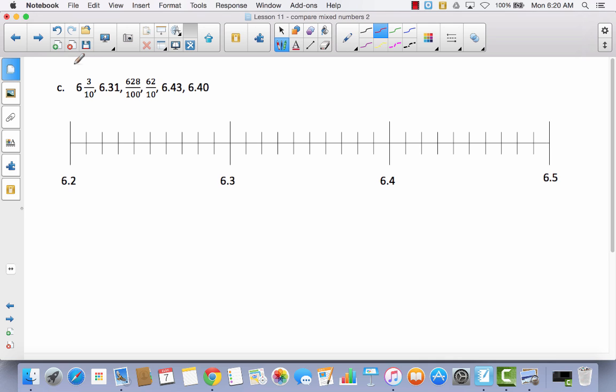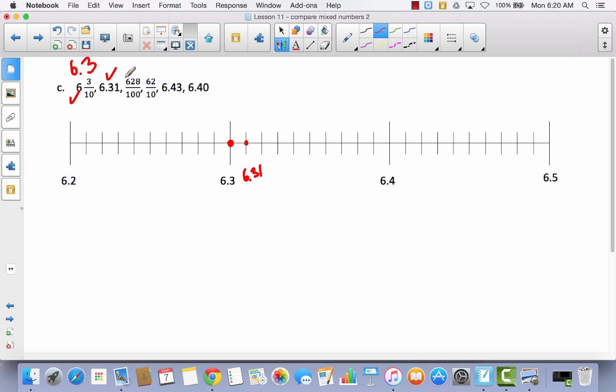Okay, hopefully you paused the video and tried to do some of these on your own. For 6 3/10, written as a decimal, that would look like this: 6.3. Well, this is already marked, so we're just going to go ahead and put a point there. We don't have to label it, it's already labeled. And then for 6 and 31 hundredths, well, this would be 6 and 30 hundredths, so that would make this 6 and 31 hundredths.